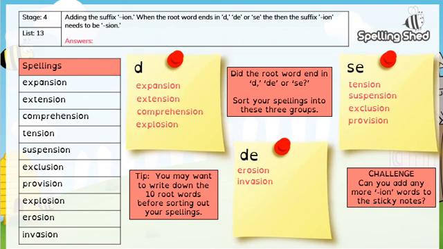Okay, here are your answers. Hopefully you got them into the correct groups. Give yourself a little tick if you did. If you didn't get them all right, don't worry. You could just correct it in a different coloured pen.